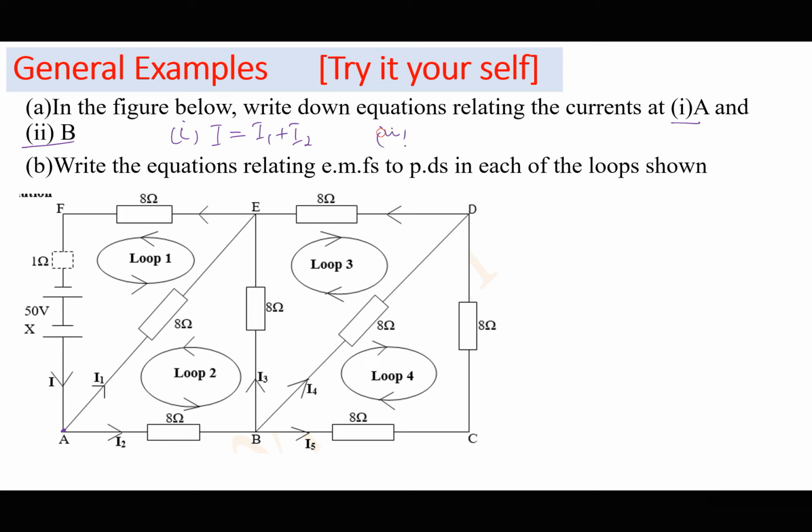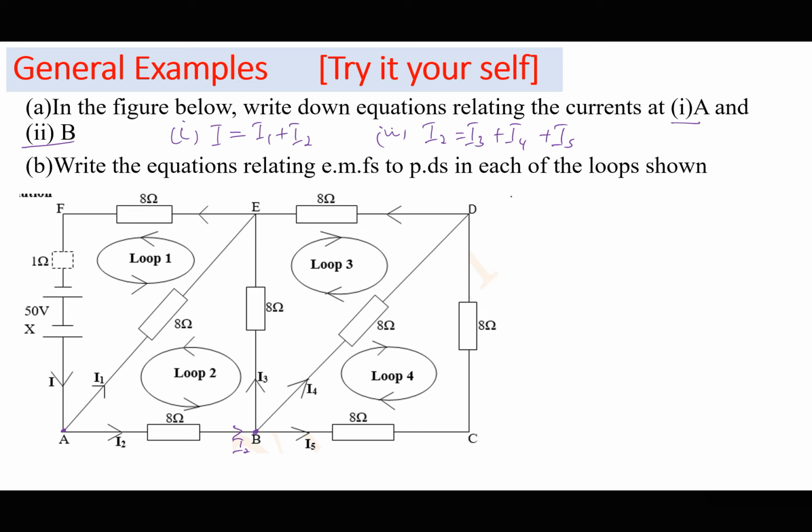Then Roman 2, at B. B is here. We see that I2 is entering, I2 is coming in, the rest are leaving. So the sum of currents into a junction, which is I2, should be equal to I3 plus I4 plus I5. Write the equations relating EMFs to PDs in each of the loops shown.